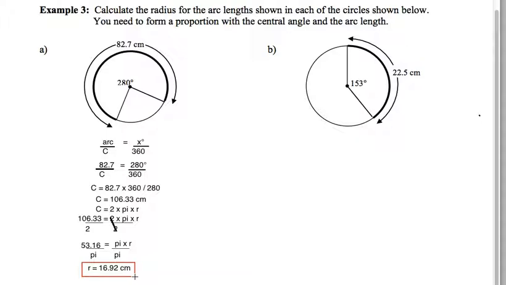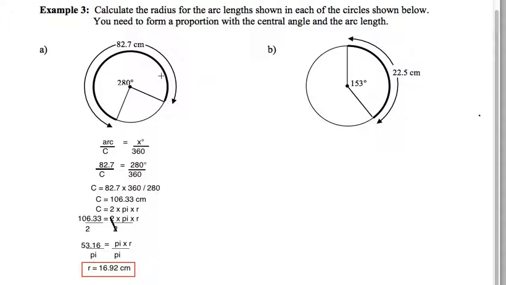All right, that's how you use it backwards. You set up your formula, you plug in the numbers that you know. I've got arc, so I put that in the arc spot up here. I've got the central angle, so I put that in the central angle spot. Then I cross multiply to get that the circumference is 106.33. Then I use another formula to figure out, if this is the circumference, what is the radius, and that gives me 16.92 centimeters. All right, let's do another one.